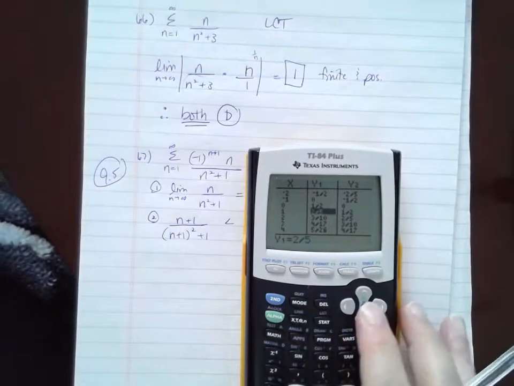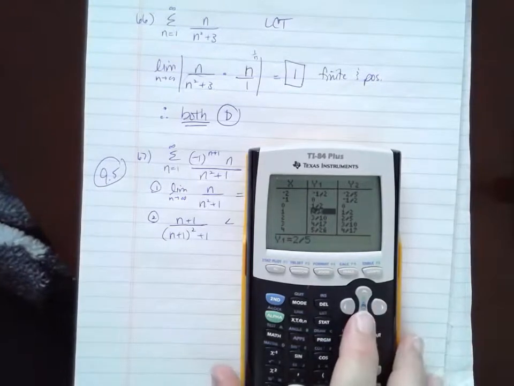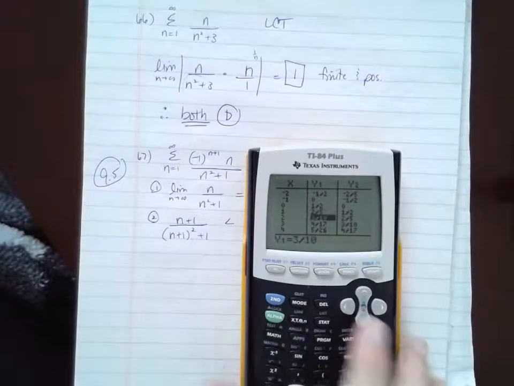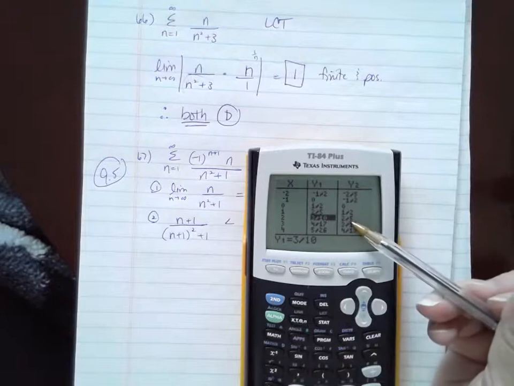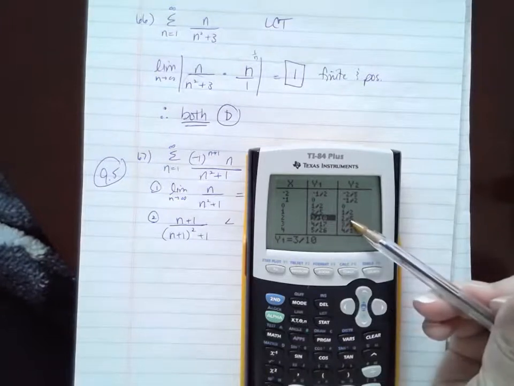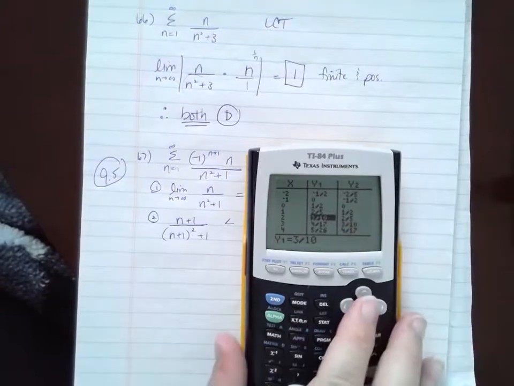Is 2/5 less than 1/2? And it is. Is 3/10 less than 2/5? Well, if I converted this, it would be 4/10. So therefore, that would be a larger fraction on the right.